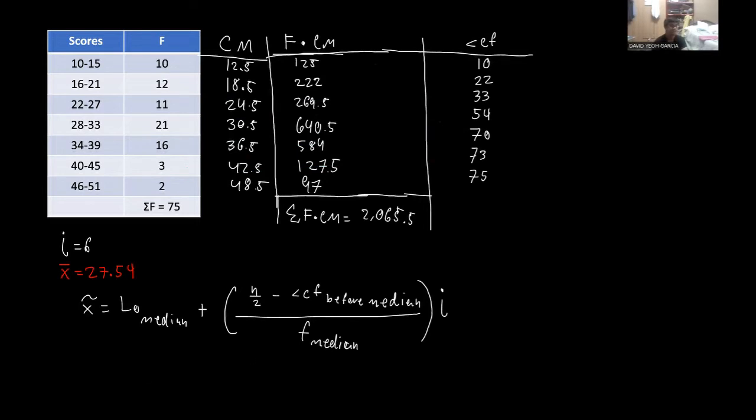So the next step is we're going to find the value of n over 2. Basically, we're going to divide 75 by 2. So n over 2, which is 75 over 2, will give us 37.5. Yes, I'm correct, 37.5.